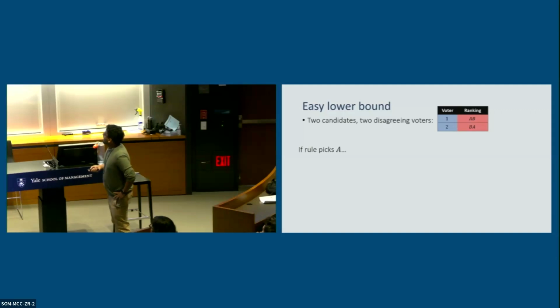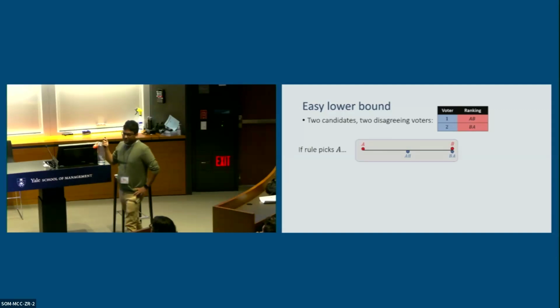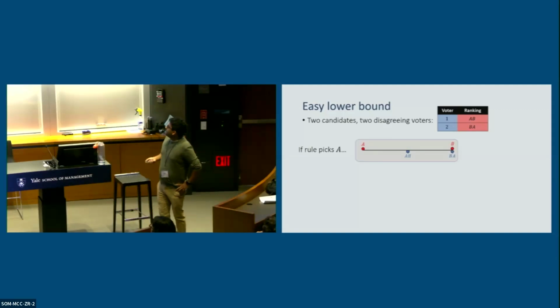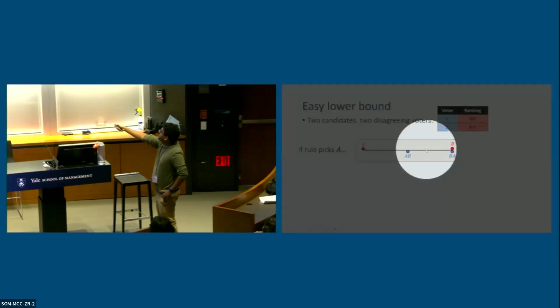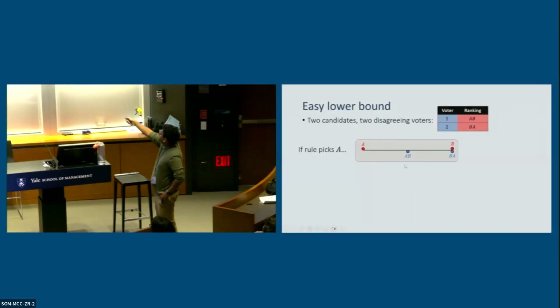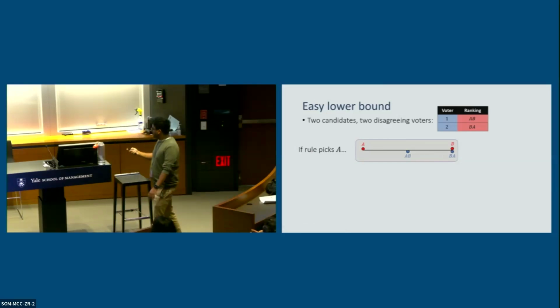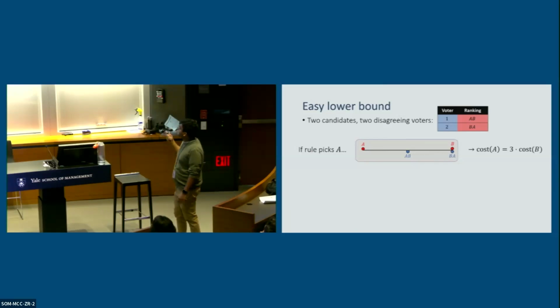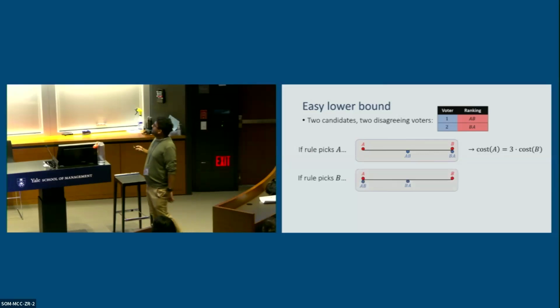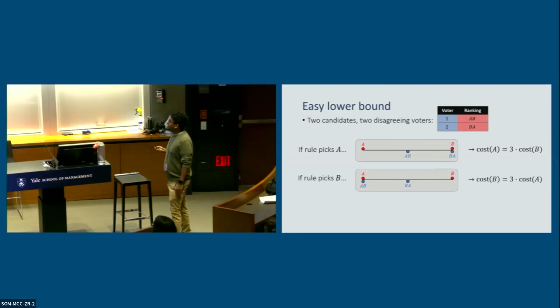And so if you pick candidate A, I could reveal that this was the underlying metric space. And so the voter that preferred A over B was actually halfway in between the two, and the voter that preferred B over A was co-located with B. And so in some sense, it was kind of a waste to pick A, because the voter that wanted A actually didn't have any preference. And so if you add up the distances, you'll find that the cost of A is 3 times the cost of B in this example. And similarly, if you pick candidate B, then I can say that the opposite thing happens. And so the cost of B will be 3 times the cost of A.